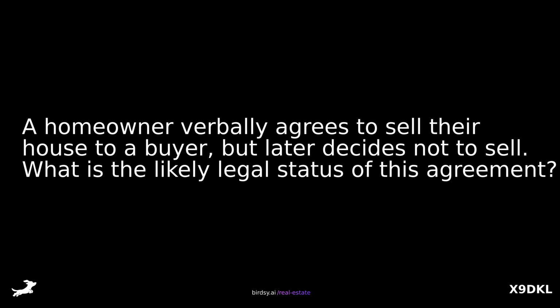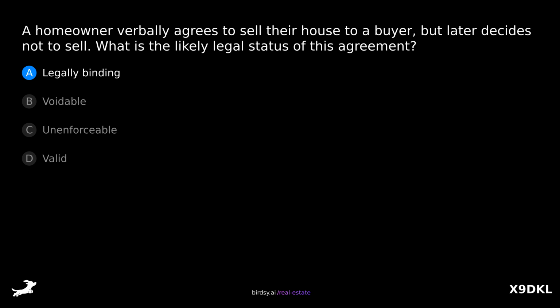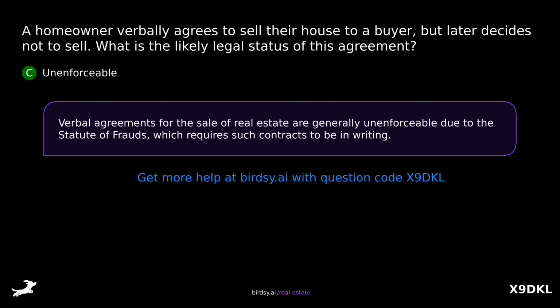A homeowner verbally agrees to sell their house to a buyer, but later decides not to sell. What is the likely legal status of this agreement? Is it A. Legally binding, B. Voidable, C. Unenforceable, or D. Valid? The answer is C. Unenforceable. Verbal agreements for the sale of real estate are generally unenforceable due to the statute of frauds, which requires such contracts to be in writing.